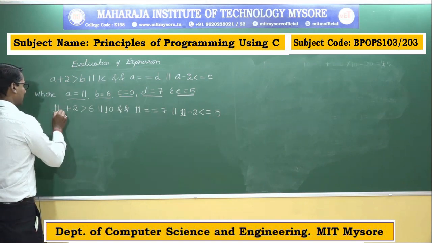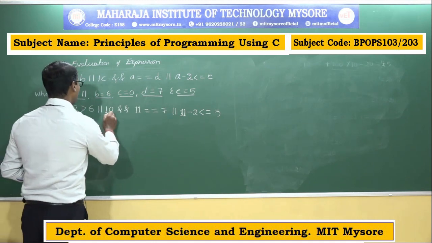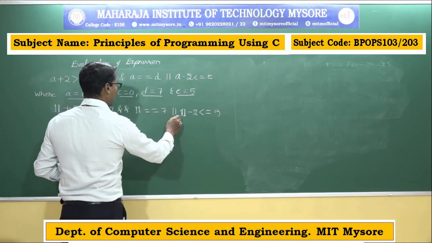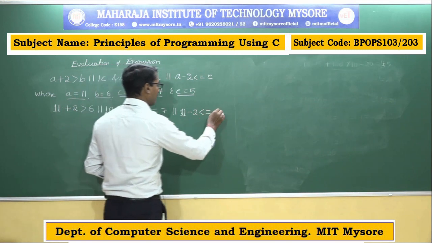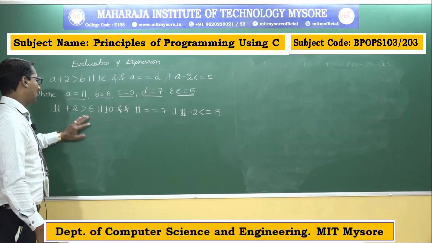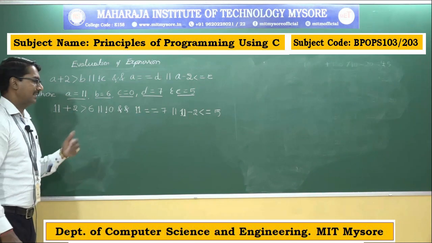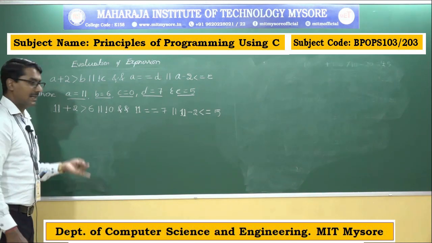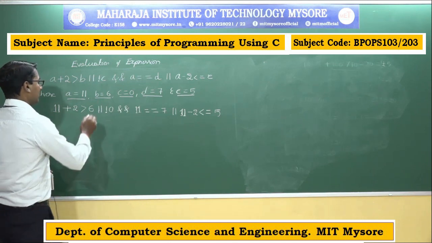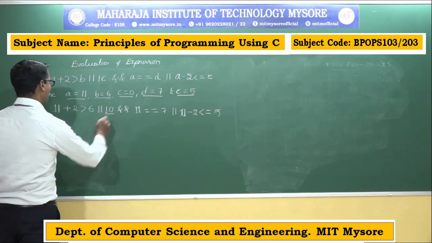Now, you assign the value of a to the expression. So, the value is 11 plus 2 greater than 6 or not 0 and 11 equal 7 or 11 minus 2 less than equal 5. Okay. This expression consists of arithmetic operator, relation operator, logical operator and unary operator. So, here the first preference is for the unary operator, that is the NOT operator.